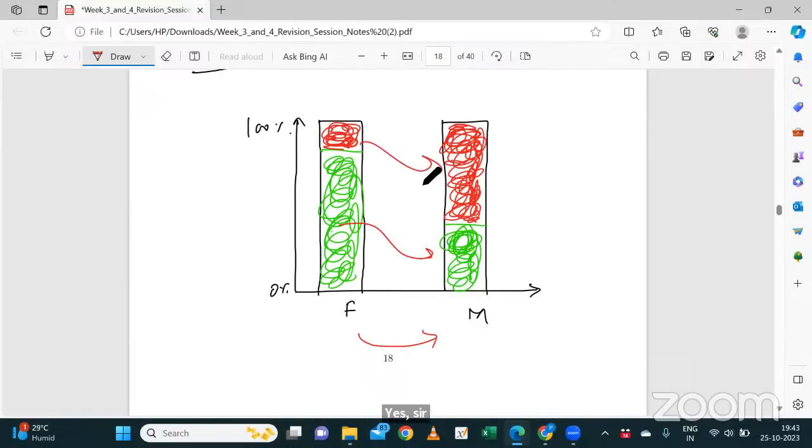Yes. So if all the row relative frequencies are not the same, if there is a significant difference, then I will say both are associated. Yes, sir. Got the idea?